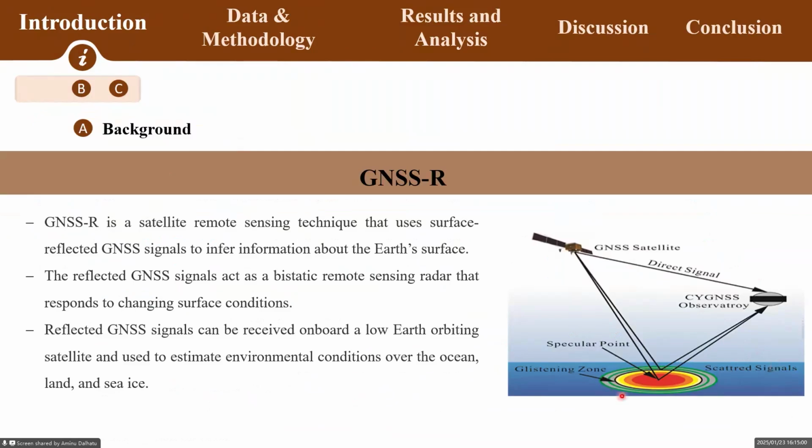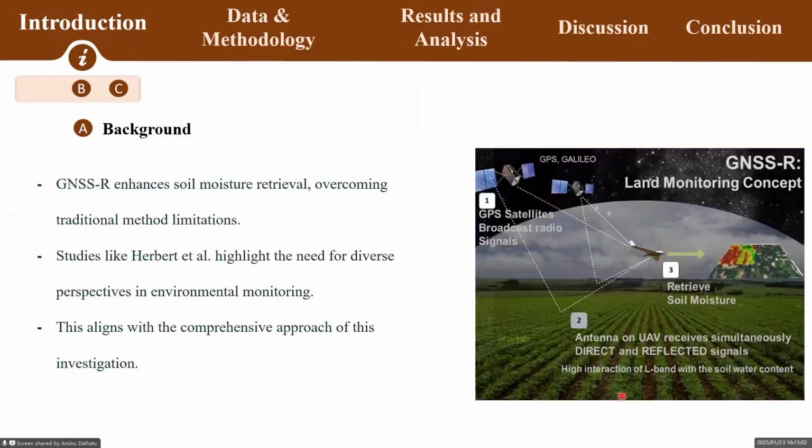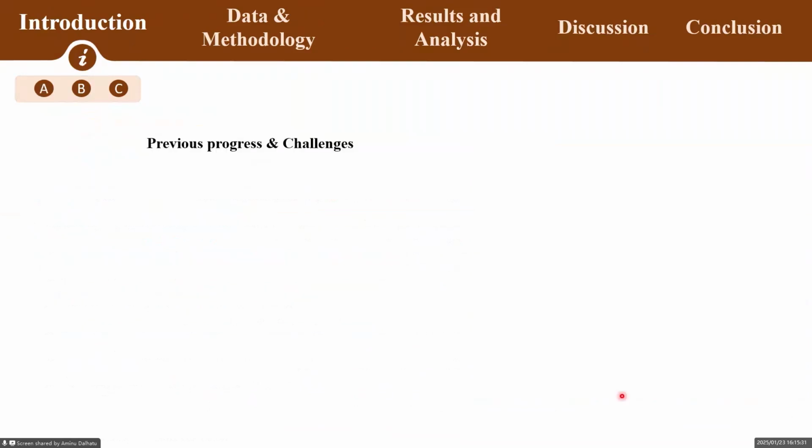Okay, then let's move on. GNSSR enhances soil moisture retrieval and can be used to overcome traditional method limitations. Studies like Harvard's highlight that we basically need different perspectives when it comes to environmental monitoring and extreme climate detection. This also aligns with what we're going to do in this investigation.